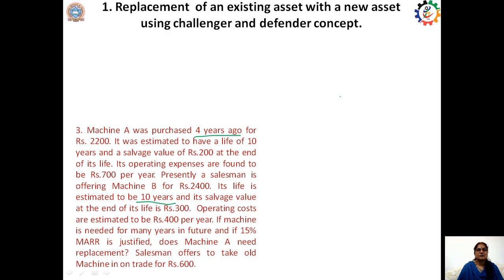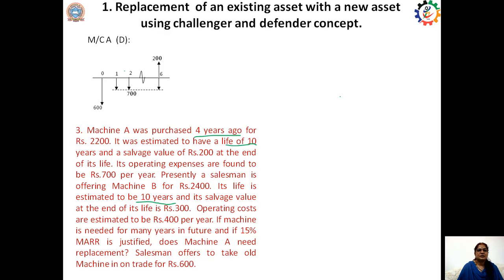It was estimated to have a life of 10 years. So this life, 10 minus 4, only 6 to be considered, and a salvage value of rupees 200 at the end of its life. So let us see how I have drawn this for machine A. Machine A is Defender now. One name will be given in one problem, but Defender and Challenger are generic terms. So you try to find out in the problem which is Defender and which is Challenger. So here machine A is Defender, machine B is obviously Challenger.